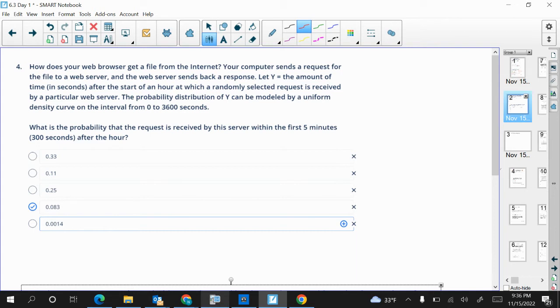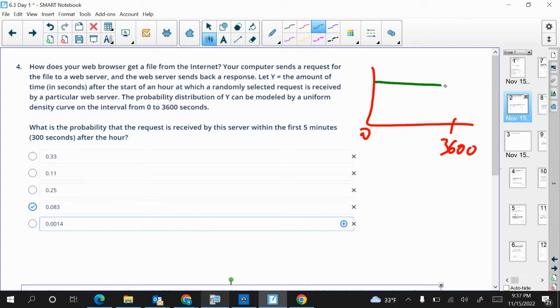Moving on to number 4. How does your web browser get a file from the internet? Your computer sends a request for the file to a web server, and the web server sends back a response. Let y equal the amount of time after the start of an hour at which a randomly selected request is received by a particular web browser. The probability distribution of y can be modeled by a uniform density curve on the interval of 0 to 3600.